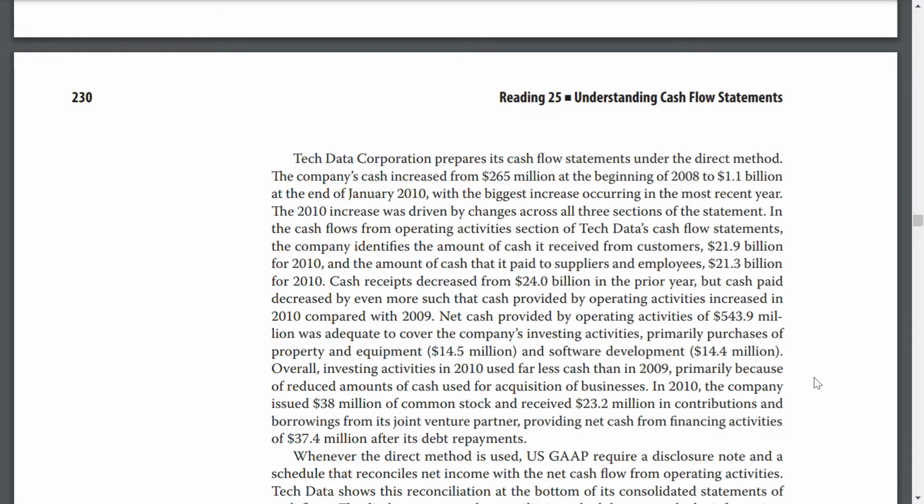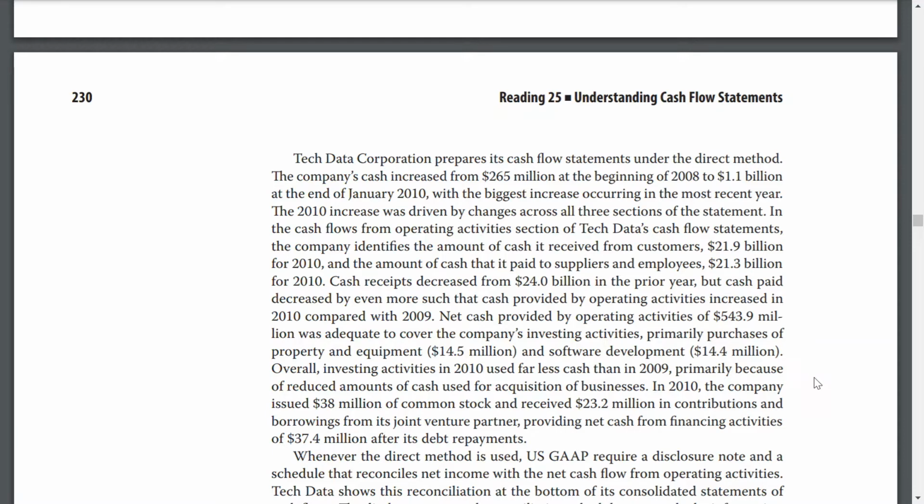The 2010 increase was driven by changes across all three sections of the statement. In the cash flow from operating activities section of Tech Data's cash flow statements, the company identifies the amount of cash it received from customers, $21.9 billion for 2010, and the amount of cash that it paid to suppliers and employees, $21.3 billion for 2010. Cash receipts decreased from $24.0 billion in the prior year, but cash paid decreased by even more, such that the cash provided by operating activities increased in 2010 compared with 2009.